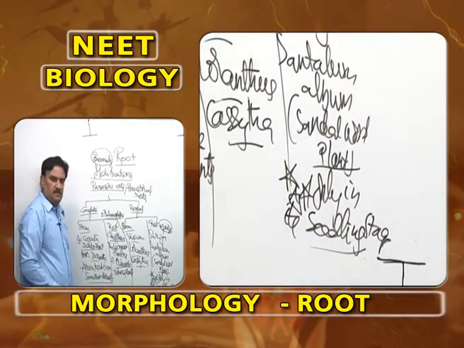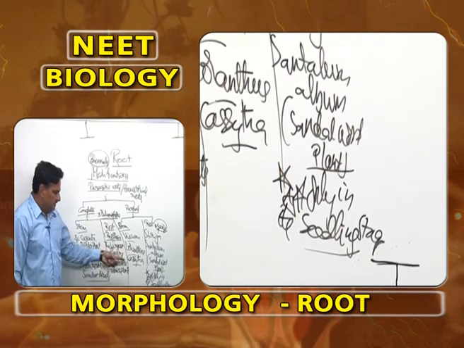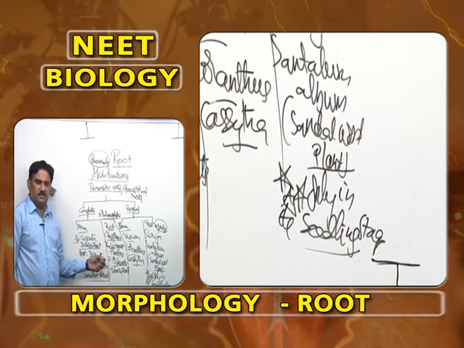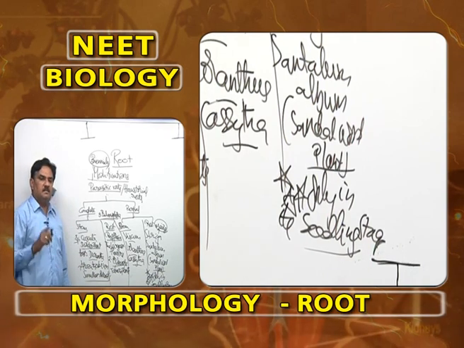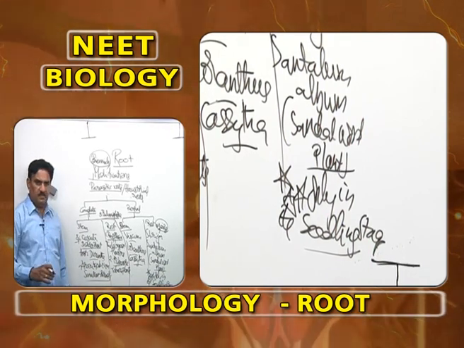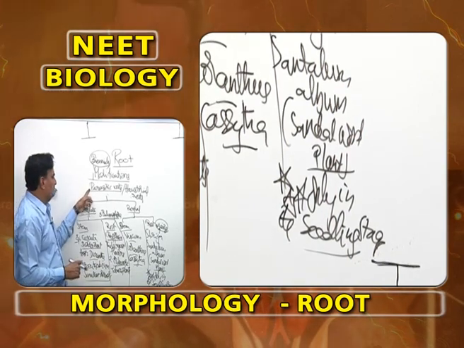A partial root parasite only in its seedling stage is Santalum album, the sandalwood plant, and after becoming adult or old, it can lead its independent life. So, this is about parasitic roots.